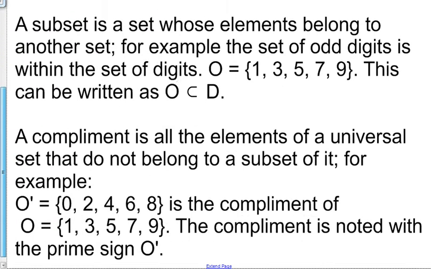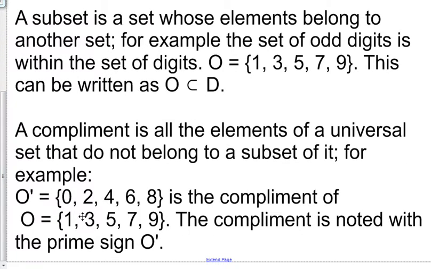A complement is all of the elements of a universal set that do not belong to a subset of it. For example, O prime would be {0, 2, 4, 6, and 8}. That's the complement of O, which is {1, 3, 5, 7, and 9}. The complement is noted with the prime sign, O prime.